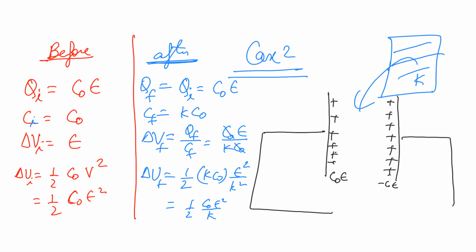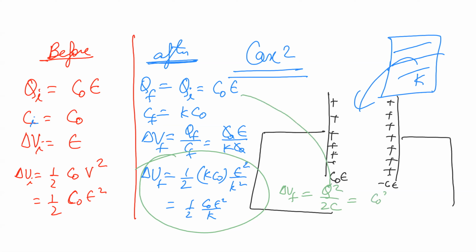We can get the energy by one more formula. Which formula? We can apply Q square by 2C also. Q is how much? Q is C naught E, so Q square is C naught square E square, divided by 2C. But capacitance is becoming how much now? K C naught. C naught will get cancelled. So how much will it be? C naught E square divided by 2K. So using the Q square by 2C formula also, because Q is going to be the same, C naught E, and C is becoming K C naught. Of course, energy is becoming how many times? Energy is reduced by a factor of K.